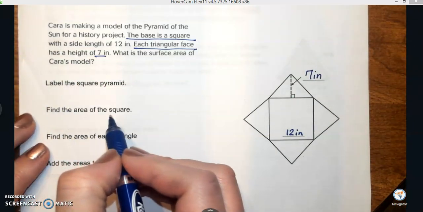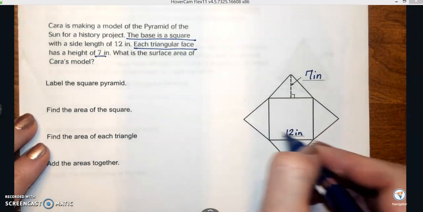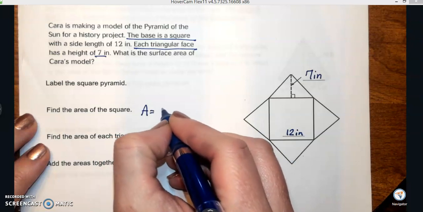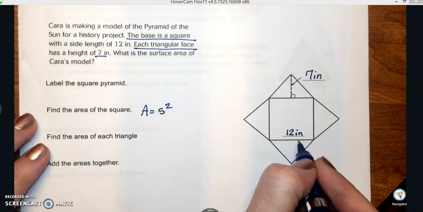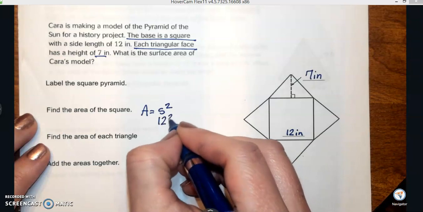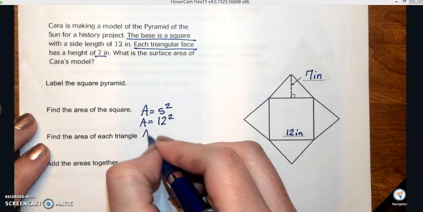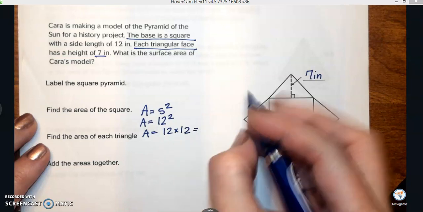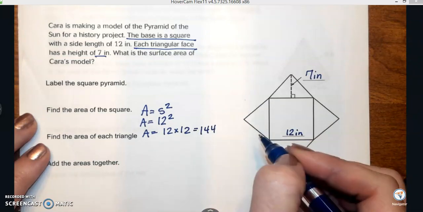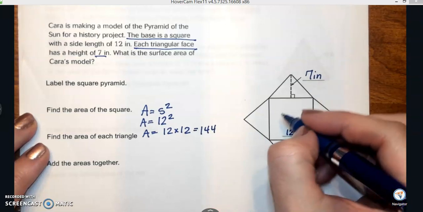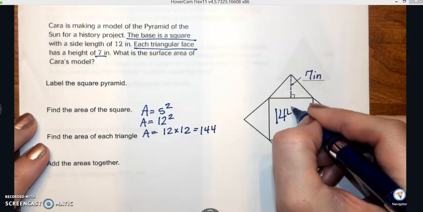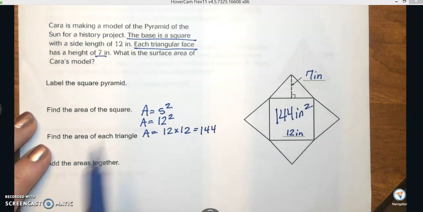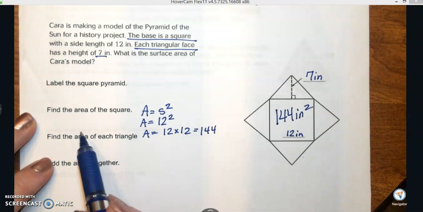So next we're going to find the area of the square. Remember, when we're finding the area of the square, we say A equals side squared. My side is 12. And 12 squared means 12 times 12, which is 144. So I'm going to go ahead and write that bigger in here. So this is 144 inches squared. Alright, so we've done that. We found the area of the square.